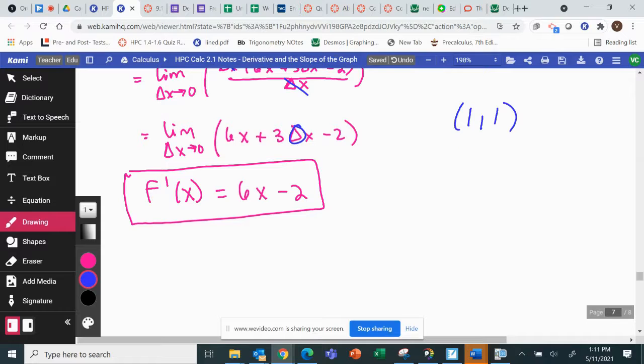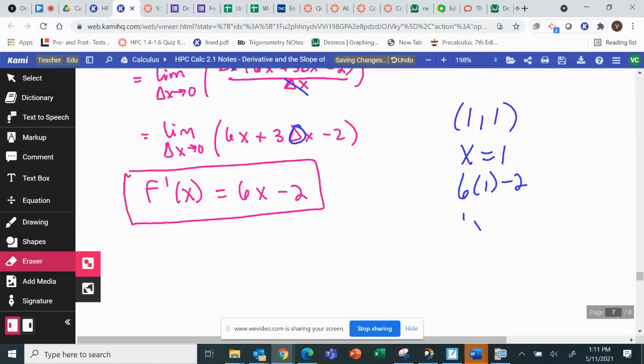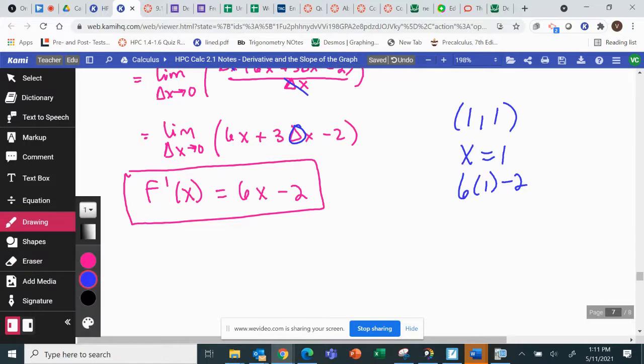If I plug x equals 1 into the derivative, 6 times 1 minus 2, that's going to tell me that the slope of the tangent line is 4. Okay, that's going to tell me the slope of the tangent line is 4.